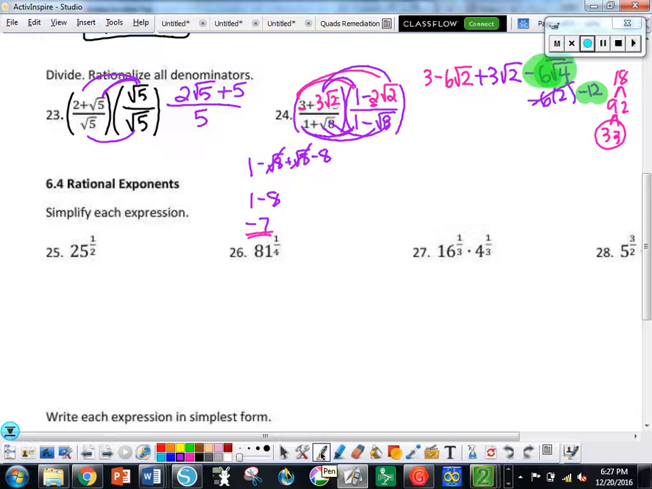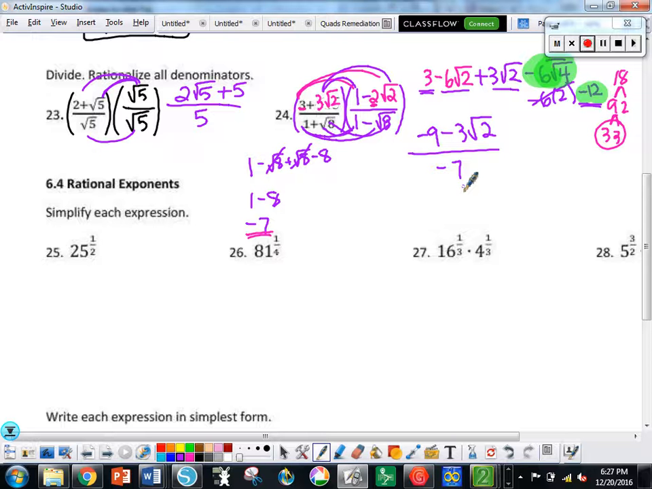So let's rewrite what we've got. I've got this 3, I have this minus 12, combine them together and get a negative 9. And then combine those and get a minus 3 square root 2. Now this is all over negative 7, right? I really don't like all those negatives.